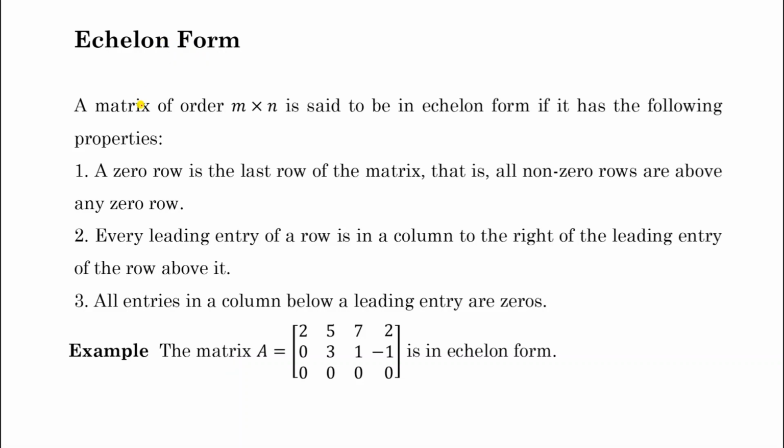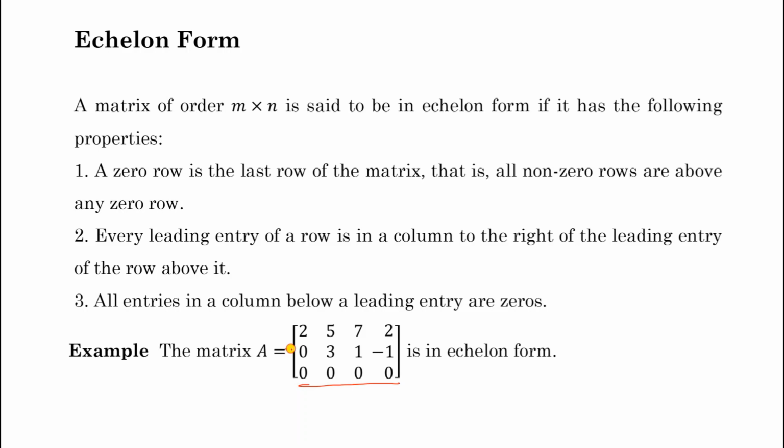Echelon form. A matrix of order m by n is said to be in echelon form if it has the following properties. A zero row is the last row of the matrix, that is, all non-zero rows are above any zero row. Now look at this matrix. This is the zero row and this row is the last row. It may be possible that more than one row is zero, and all these zero rows must be the last rows. Every leading entry of a row is in a column to the right of the leading entry of the row above it.